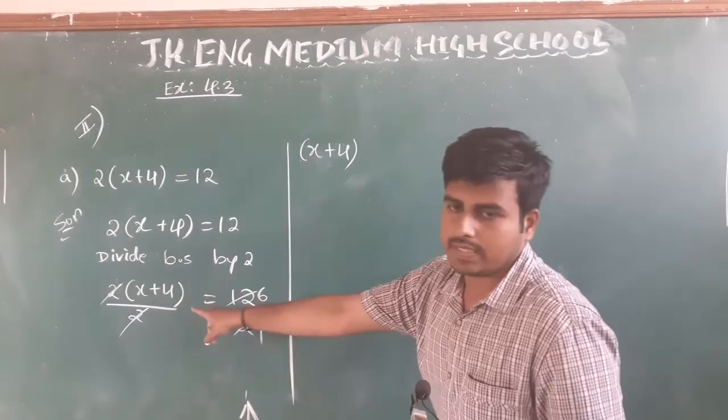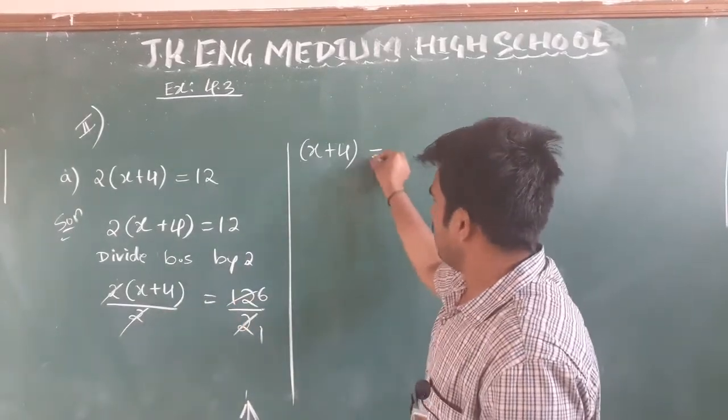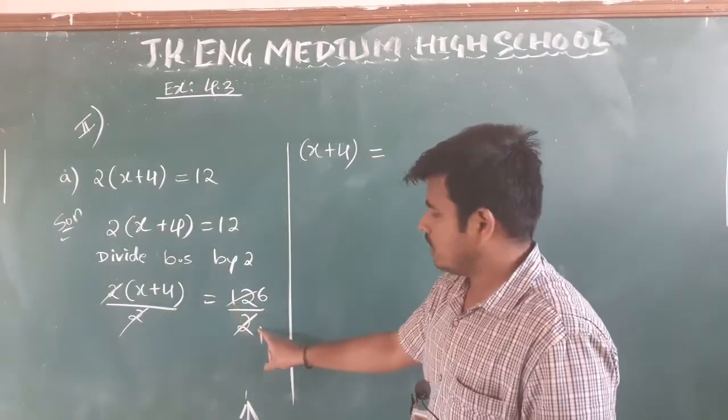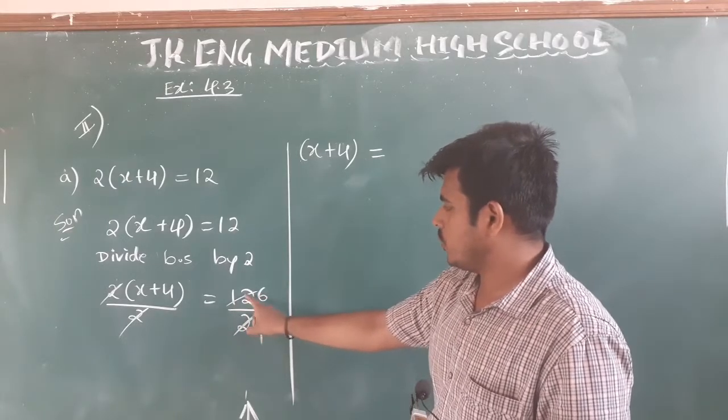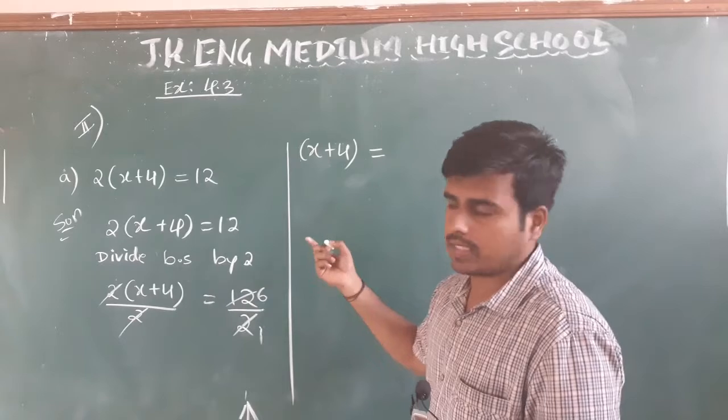x plus 4 in the LHS equal to what remains in the RHS? Don't worry about 1, leave 1. Here 6 remains. 12 has gone and 6 has come. Don't write 12 once again; write 6.